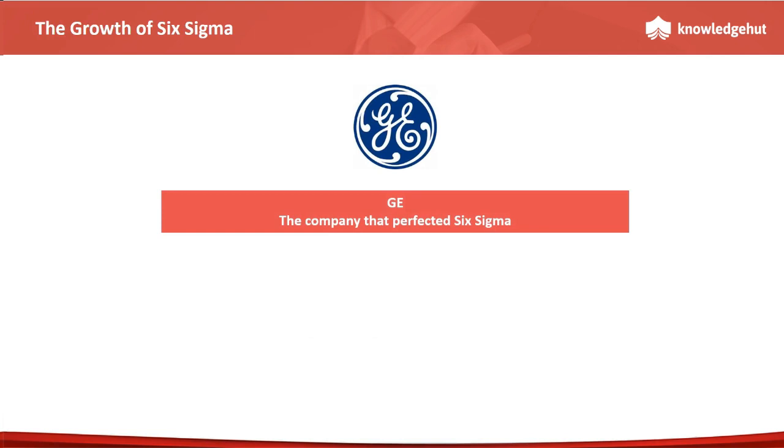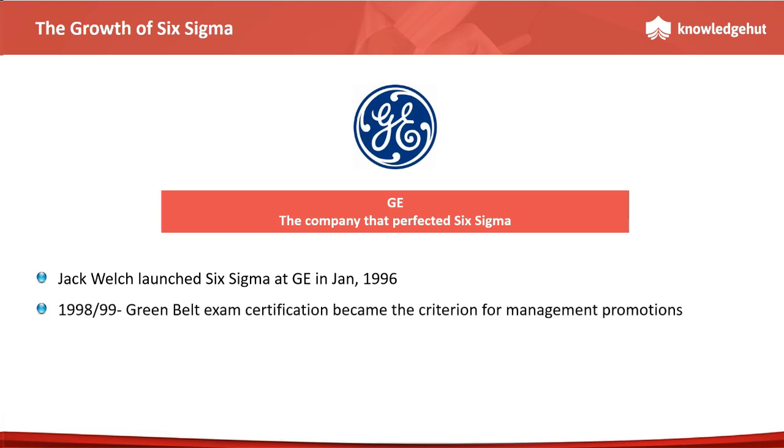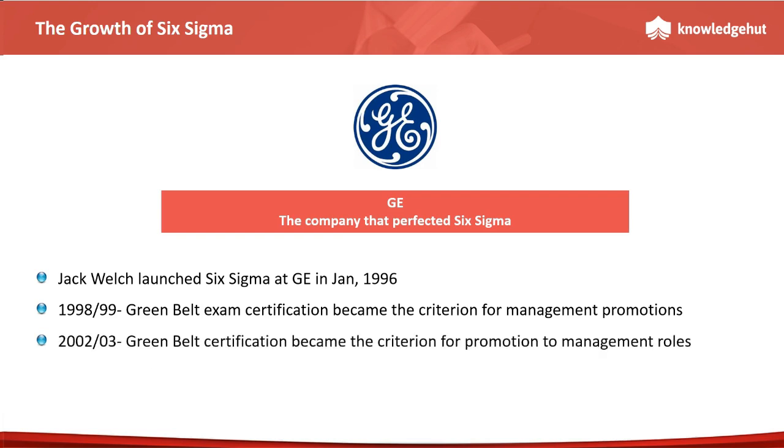Then it started growing somewhere around 1996, 97. Jack Welch, who was then CEO of GE, launched Six Sigma in GE. He made it a mandate for management positions: for anybody to be eligible for management positions, they needed to have a Six Sigma certification, right? So in 1998-99, Green Belt exam certification became the criterion for management promotions, and then in 2003 Green Belt became the criterion for promotion to management roles, right? So this is how GE promoted it.